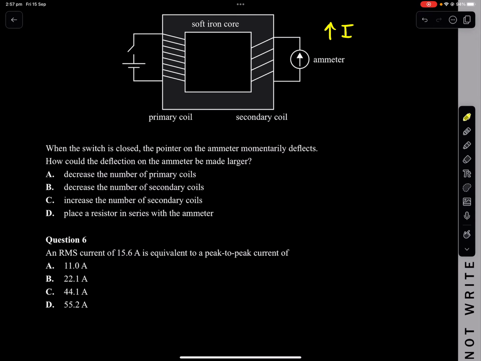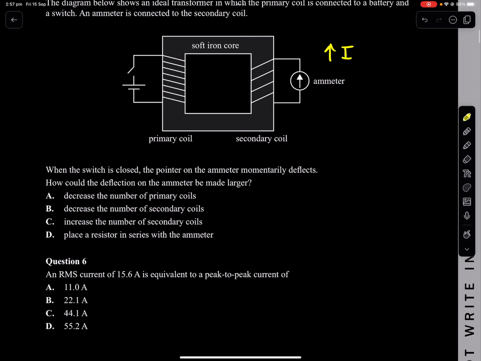So let's look at this. This is what we call the primary coil. Let's call it N1 and the secondary coil N2. This is I2 here and this is I1, the current in your primary and secondary. What we want is a very high secondary current. You should know the ratio between the number of loops and the current. So we know that N1 over N2 is equal to I2 over I1. So they are inversely proportional pretty much.